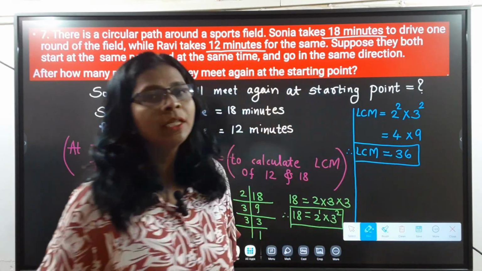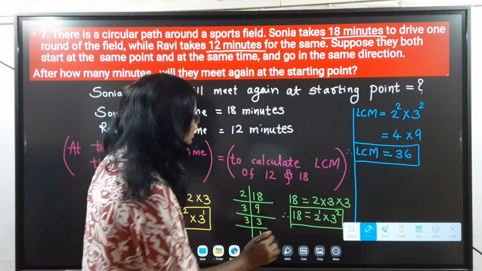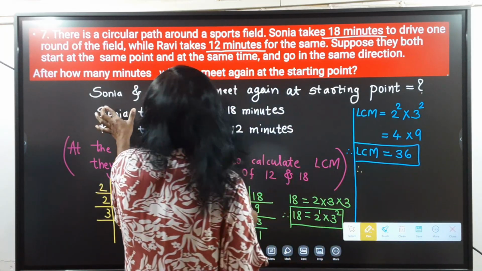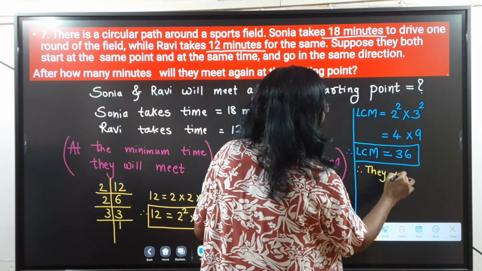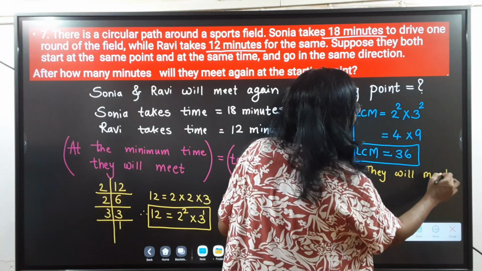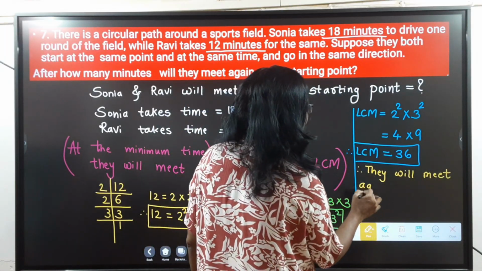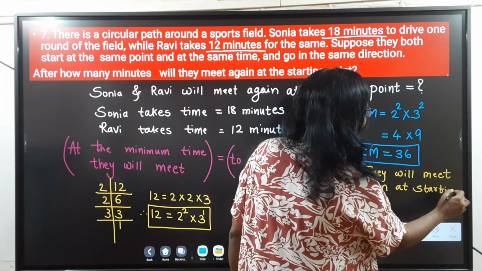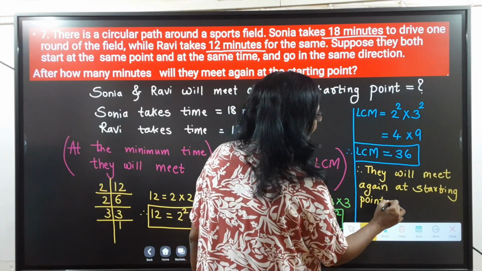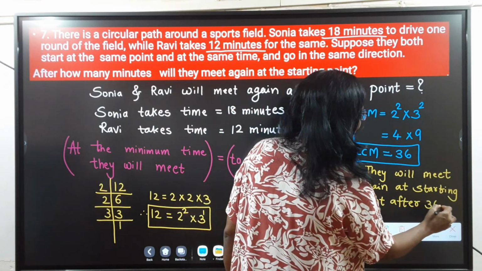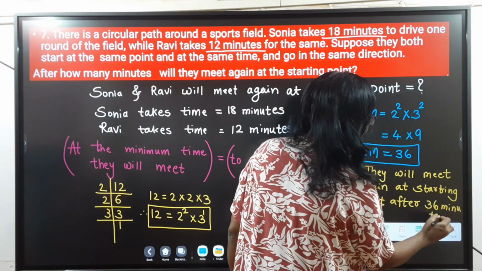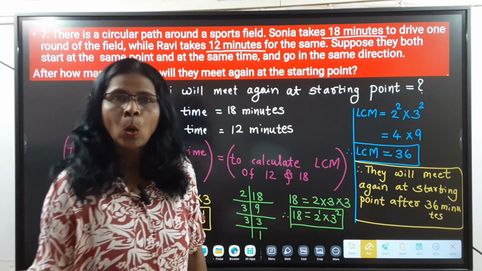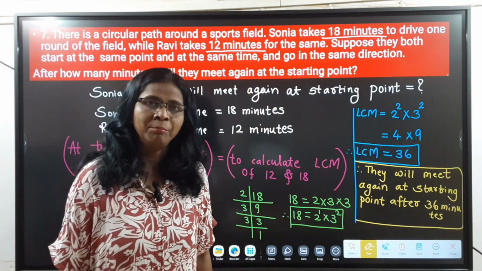And as the LCM is 36, students, I write down that therefore Sonia and Ravi will meet again at starting point after 36 minutes. So this is the final answer. Okay students, this is the final answer. Okay, so such a way the exercise 1.1 is completed. Okay students.